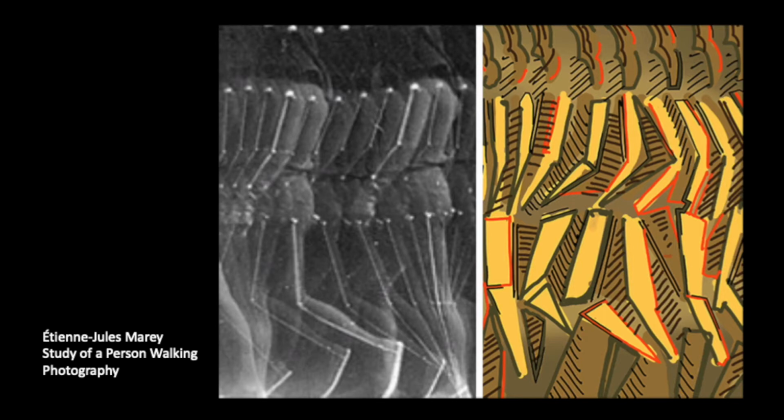In this next image by Murray, we see a photograph of the movement of walking. The drawing on the right is done based off the image of this repeated motion, this rhythm and motion, with repeated shapes and patterns.